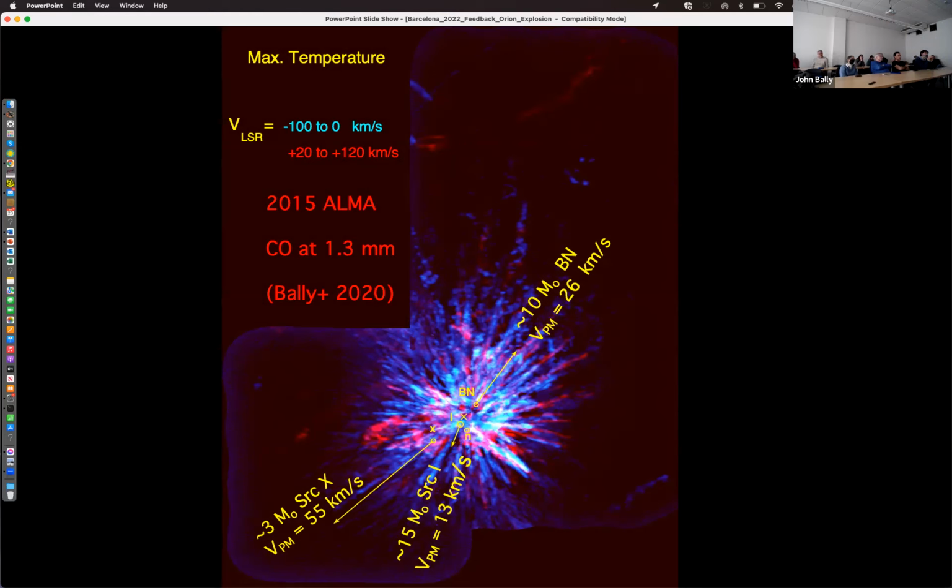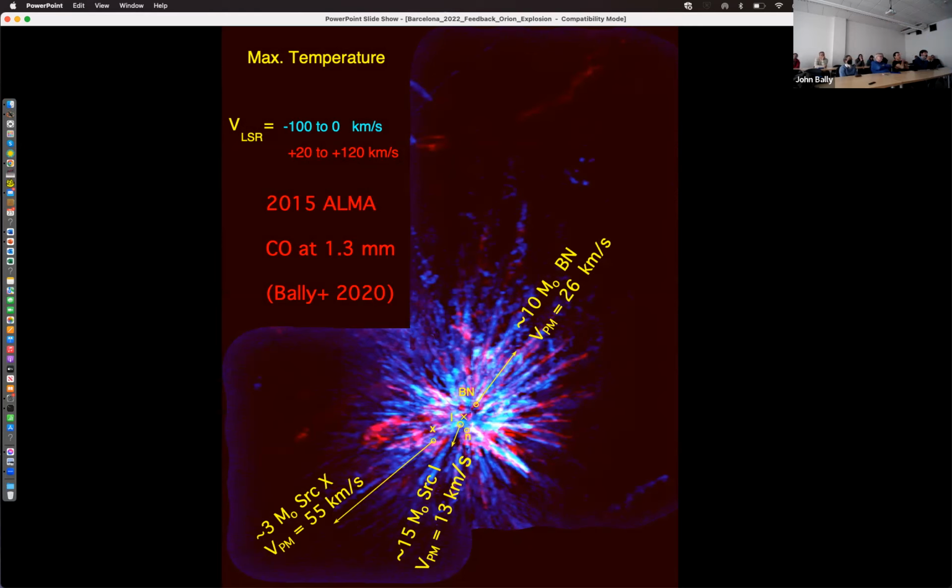Here are the runaway stars. The vectors correspond to the expected motion over the next 2,000 years. This is source X, 3 solar masses, 55 kilometers per second. The Becklin-Neugebauer object, about 10 solar masses, is moving that way. Proper motion of 26, full speed is about 30. It's redshifted, it's moving into the cloud.